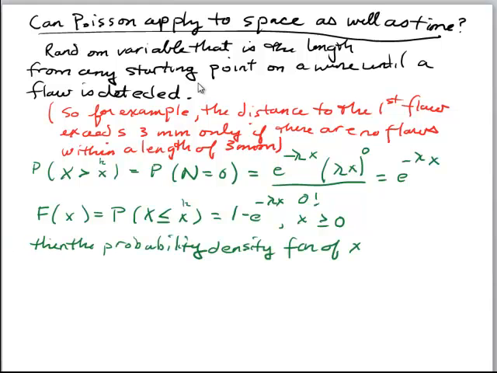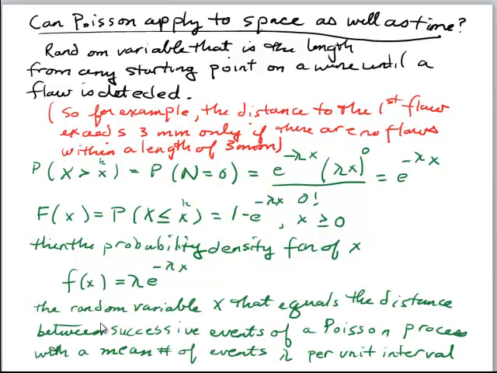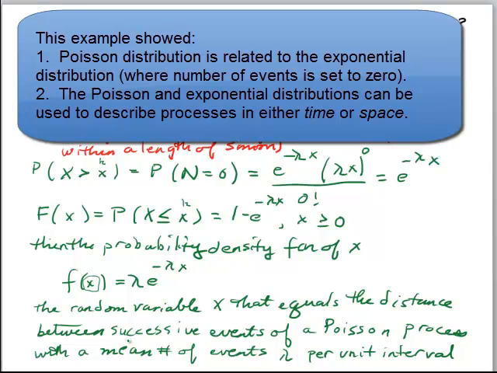And then the probability density function of X is just going to be f of x equal to lambda e to the minus lambda x, and that's our exponential random variable. So again, this is the random variable X right here that equals the distance between the successive events of a Poisson process with a mean number of events lambda per unit interval, described by this equation.